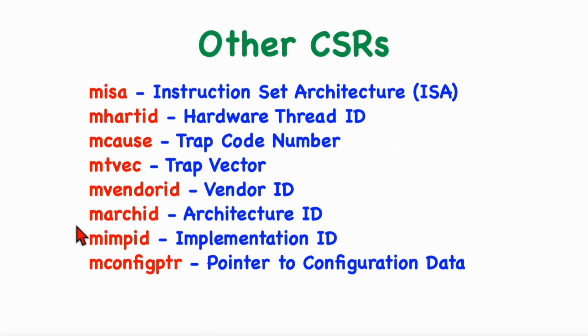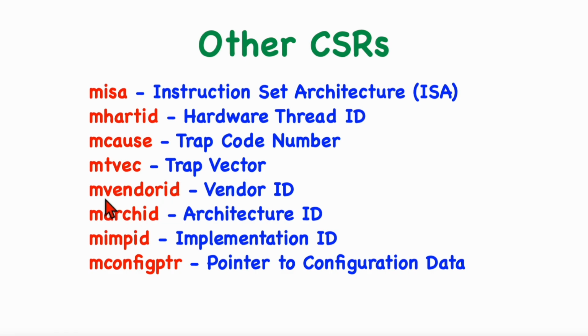Here are some of the control and status registers that I'll be describing in this video. The first is misa, which describes the instruction set architecture and tells what parts of the RISC-V specification are implemented. mhartid is a register that gives the number of the core that we're currently executing on. mcause is a register that, after a trap, will be set by the hardware to contain a code number indicating what exactly caused the trap. mtvec will contain the address of the trap handler.